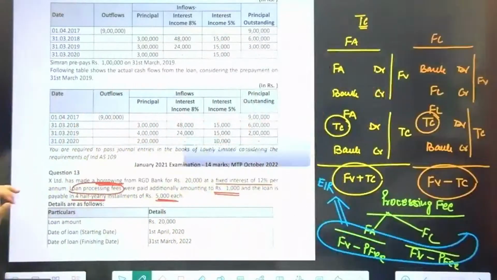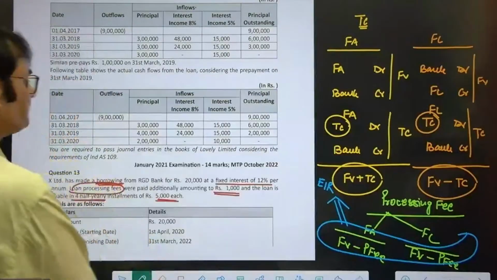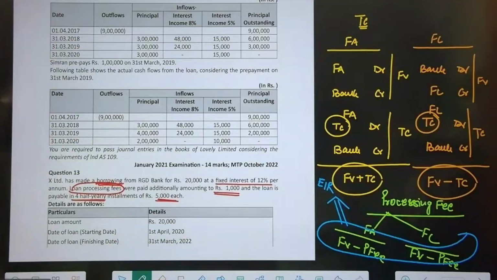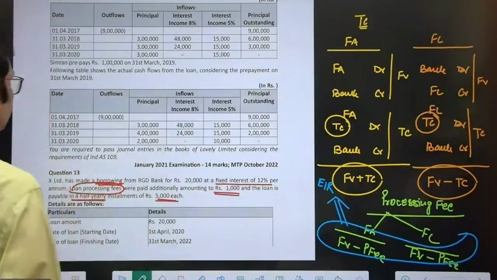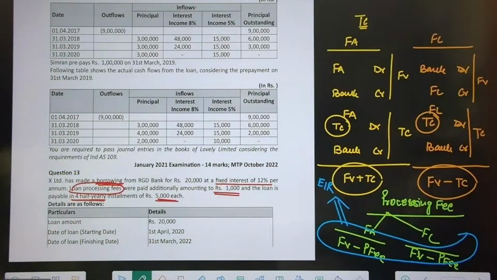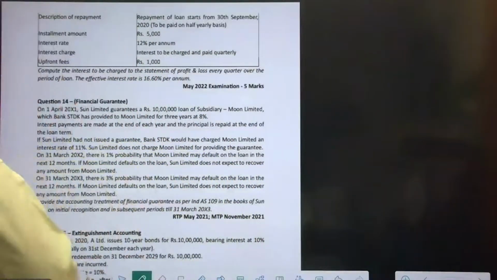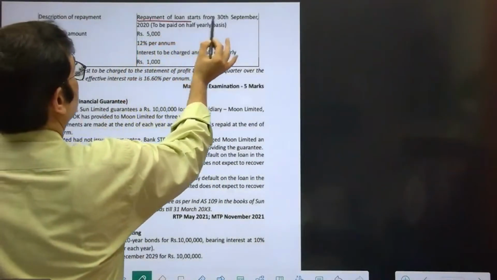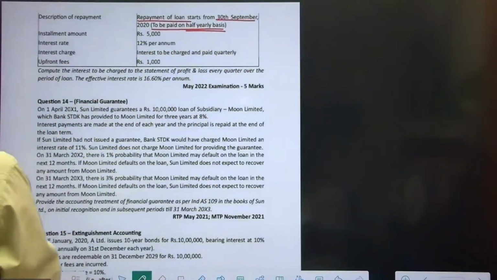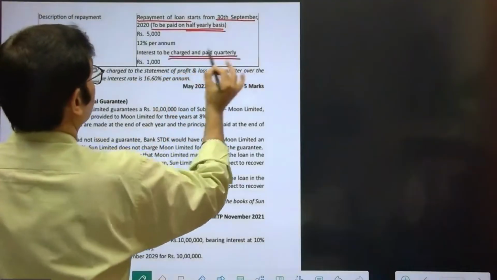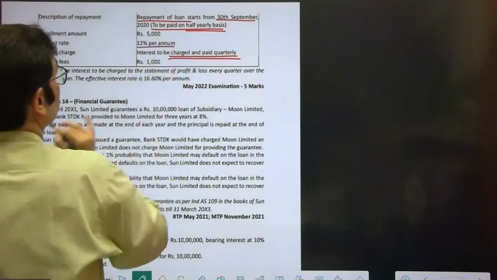So let's come back on this question number 13. It says X made a borrowing from RGD Bank, and that is at a fixed interest of 12% per annum. The loan processing fees is additionally amounting to 1,000, and the loan is payable in 4 half-yearly installments, 5,000 each. So we're given the loan amount and the date of start and finish is given. It says the repayment of the loan starts on 30th September to be paid on a half-yearly basis. The interest is charged and paid on a quarterly basis. Oh my God.